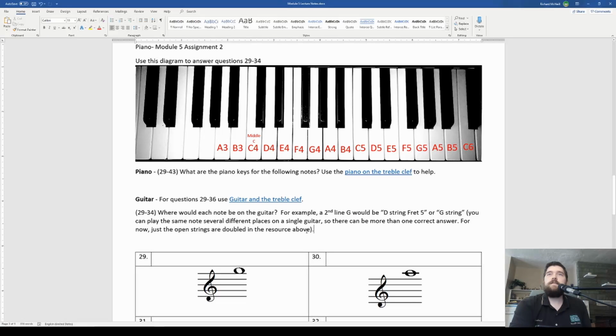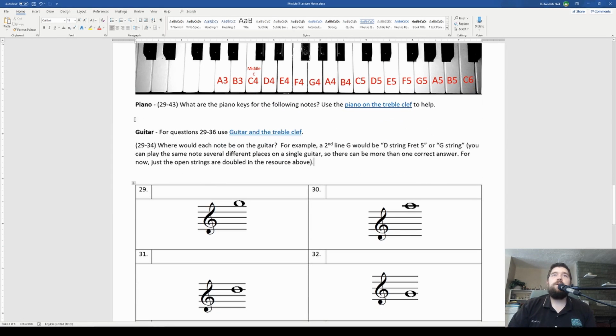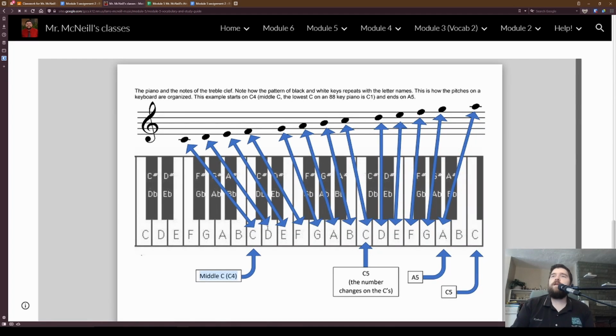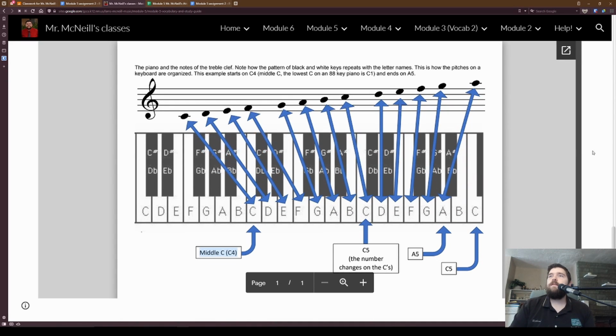So this is an example assignment for you guys. We want to know what the piano keys are for these notes right here. All right, so on number 29, my 29 is different from your 29, but on 29 I have this note right here. Okay, it is above the treble clef, and I need to figure out exactly which note that is. So I get over here to this document, and I take a look at it, and I try to find it on the treble clef.